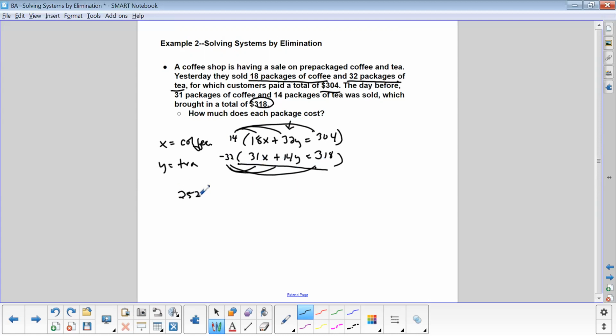So I'm going to get 252x plus 448y is equal to 4,256. Second equation will be negative 992x minus 448y equal to negative 10,176. So again, why did I choose to multiply the top equation by positive 14 and the bottom equation by negative 32? It's because the signs were the same. So that would cause this to be one positive, one negative.